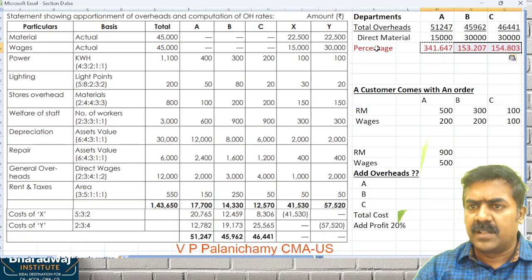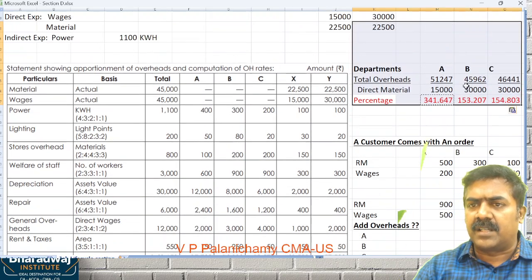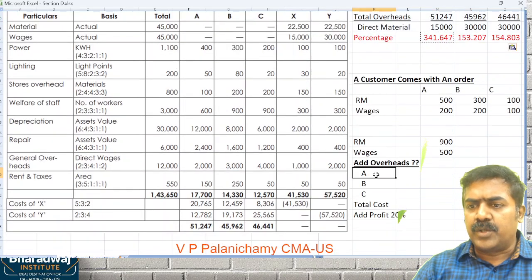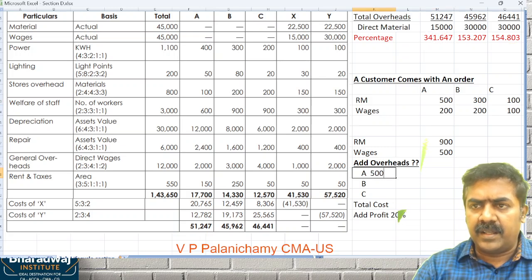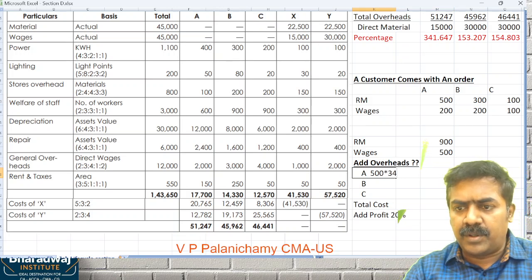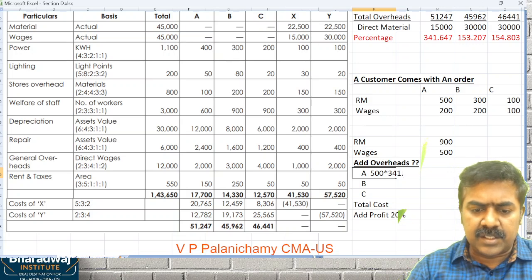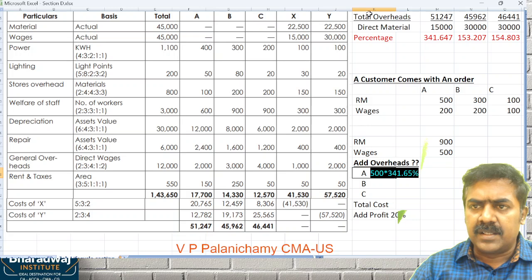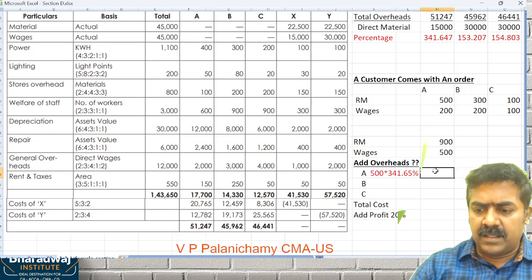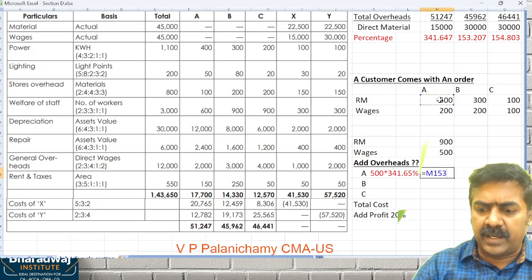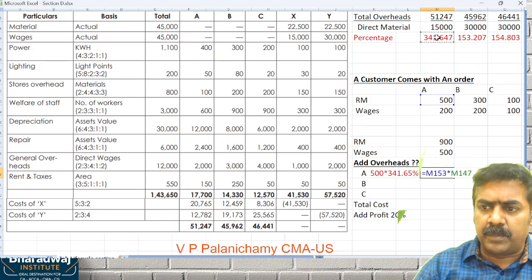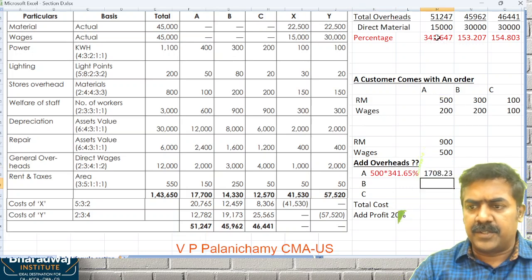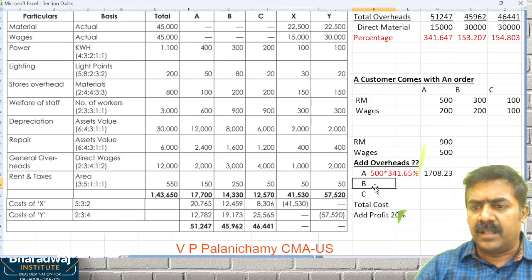We get the percentages. This is the percentage of overheads based on which one? Direct wages. So in department A, how much of material is consumed? 500 into 341.65%. That is the overheads of department A.